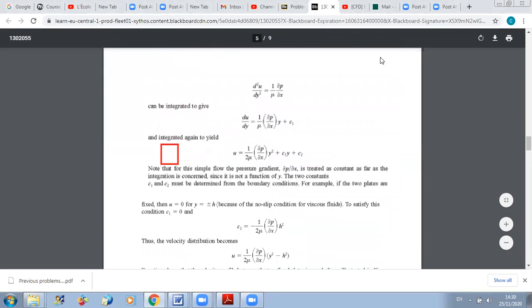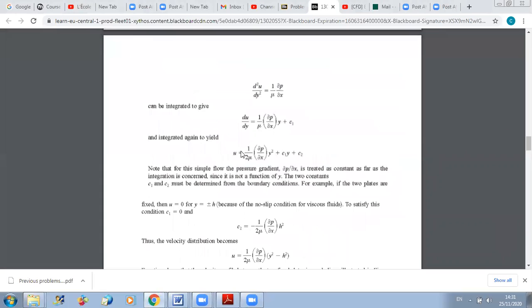Okay, since it's a constant, when I integrate, the first integration will give me that du over dy is 1 over mu del p by del x times y plus a constant c1. And if I integrate another time with respect to y, I get 1 over 2 mu del p by del x y square plus c1 y plus c2.